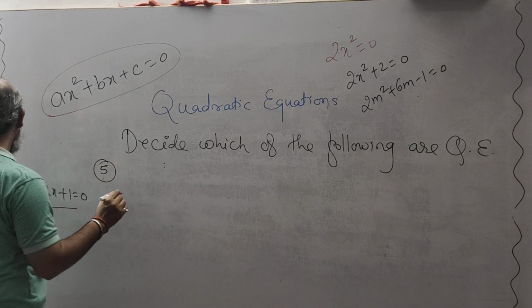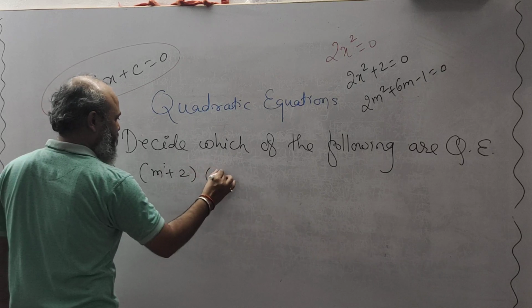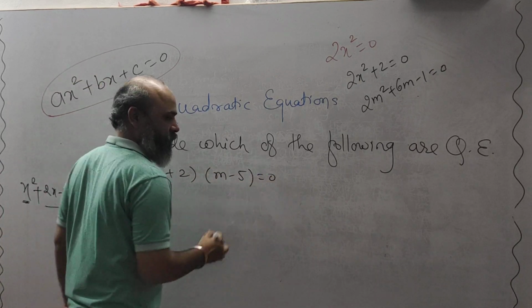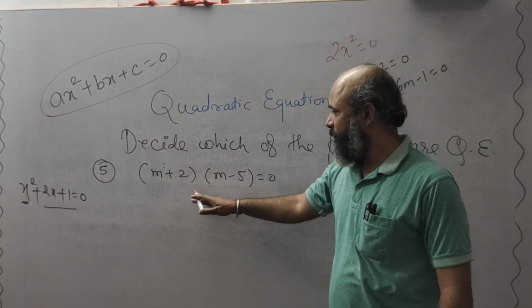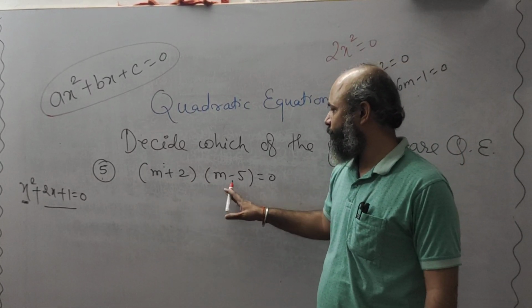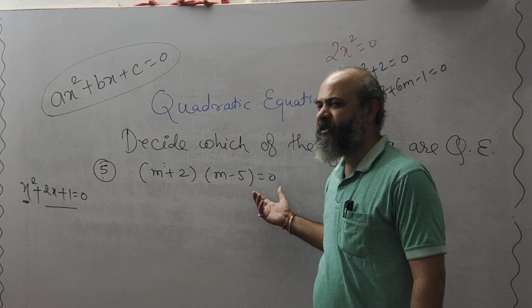फिफ्थ वन. क्वेश्चन नंबर 5 इज व्हाट? m plus 2 m minus 5 is equal to 0. क्लियर? अब यहाँ पे दो ब्रैकेट दिया हुआ है. दिस ब्रैकेट प्रोडक्ट ऑफ टू ब्रैकेट इज इक्वल टू 0. मतलब ये दोनों ब्रैकेट का मल्टीप्लिकेशन क्या है? 0.